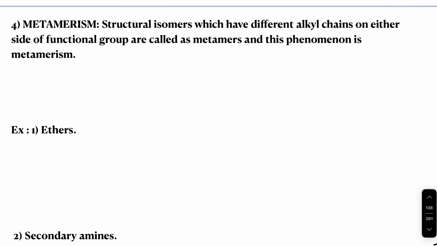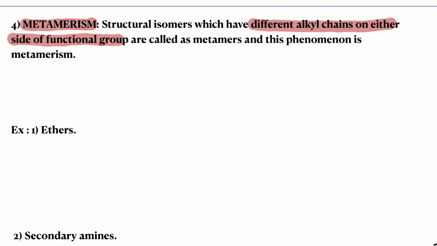And the next category, metamerism. Metamers, metamerism. First, let us understand the definition. These are basically structural isomers which have different alkyl chains on either side of a functional group. They should have the same functional group, point number one, but the difference must be alkyl chains on either side of the functional group. On either side of the functional group, the alkyl chains must be different, then they are said to be metamers, and this phenomenon is metamerism.